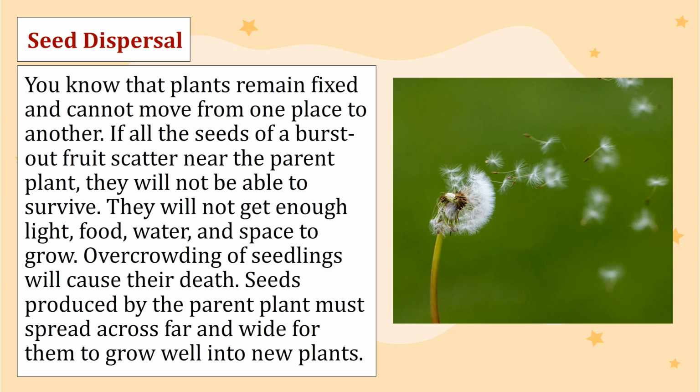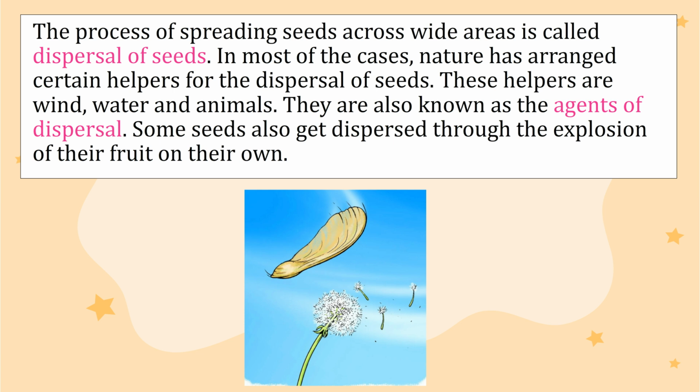If all the seeds of a burst-out fruit scatter near the parent plant, they will not be able to survive. They will not get enough light, food, water, and space to grow. Overcrowding of seedlings will cause their death. Seeds produced by the parent plant must spread across far and wide for them to grow well into new plants. The process of spreading seeds across wide areas is called dispersal of seeds.